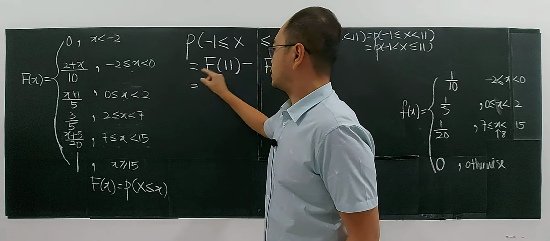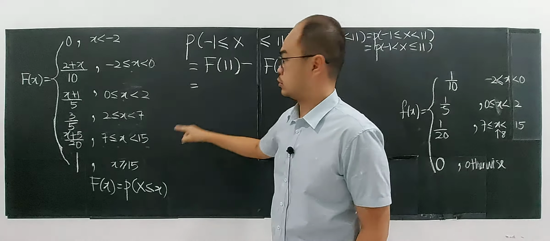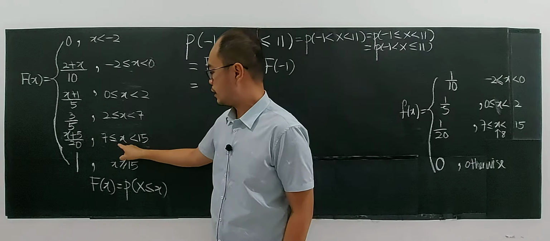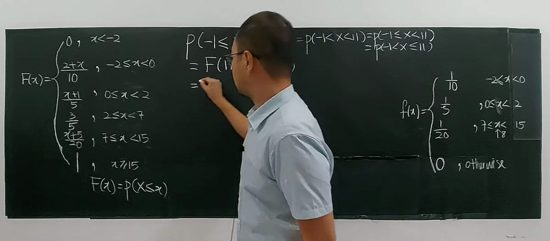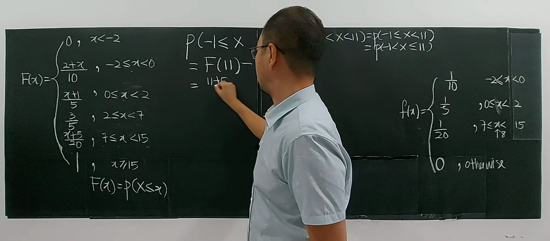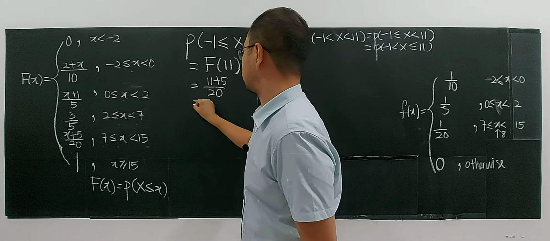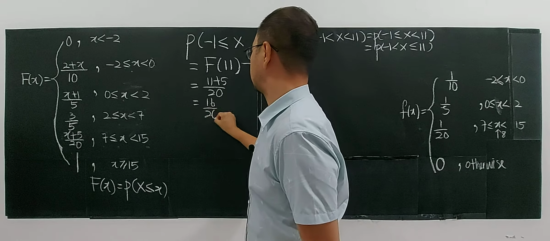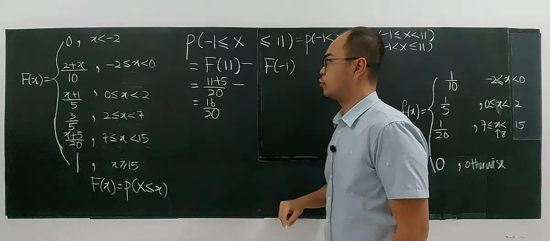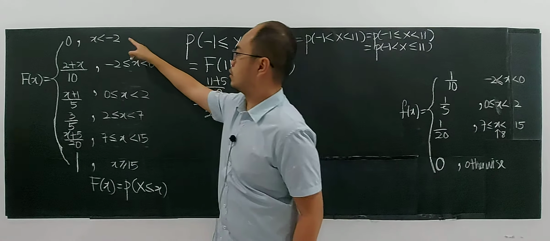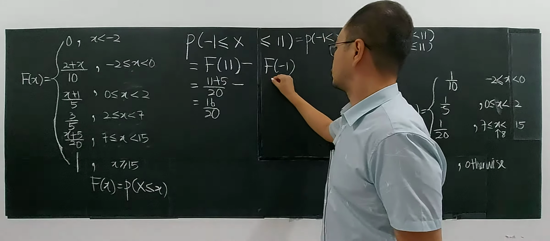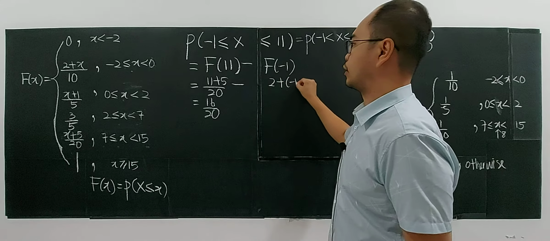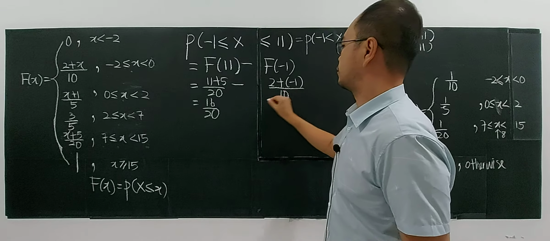But substituting into the correct function is very important. 11 is between 7 and 15, so substitute here: 11 plus 5 over 20, so you have 16 over 20. For -1, it is between -2 and 0, so substitute -1 here: 2 plus x over 10.